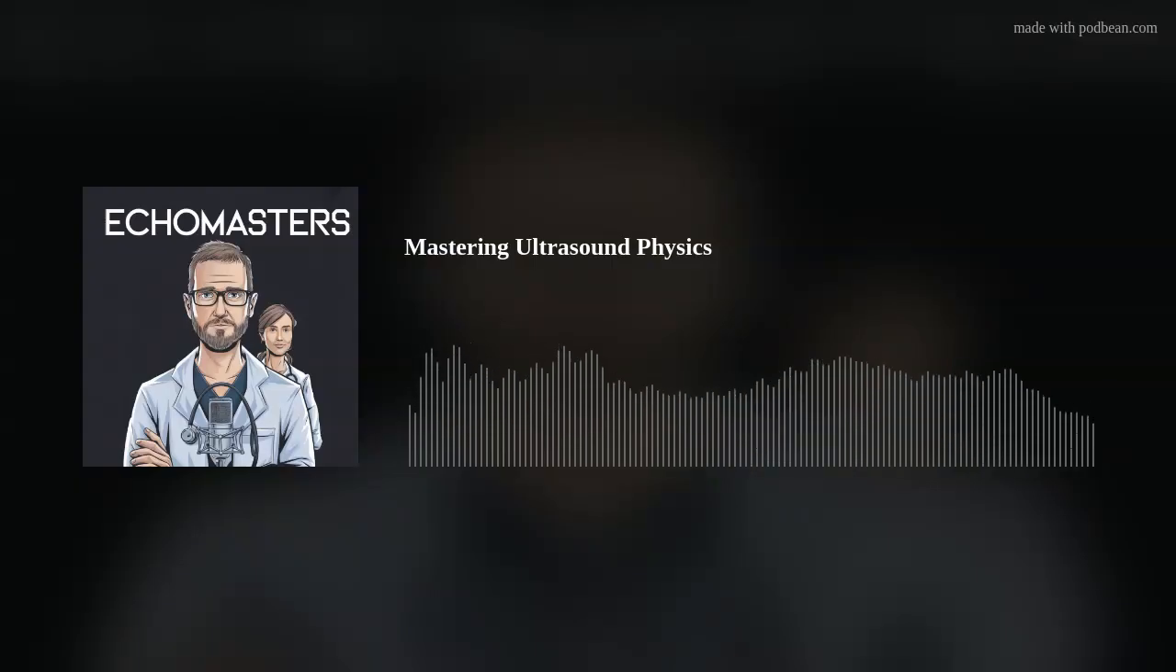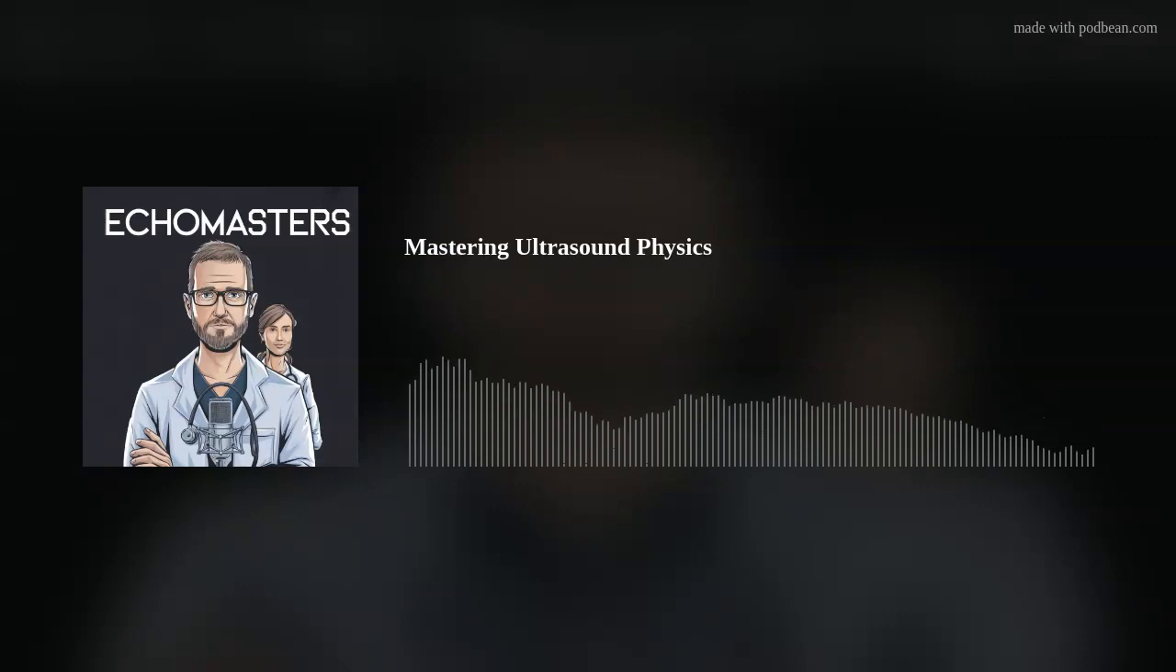Okay, so once we mastered creating images from echoes, the next big leap seems to have been making those echoes tell us about movement and building, well, richer pictures overall. Ultrasound has definitely evolved dramatically. Let's talk Doppler. It's way more than just a cool sound, isn't it?